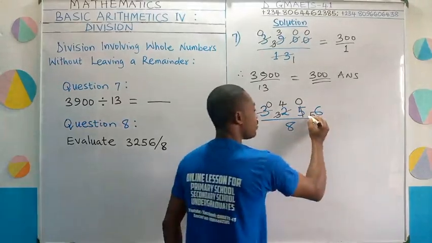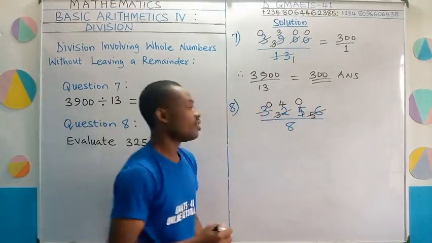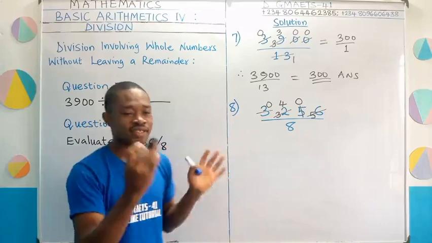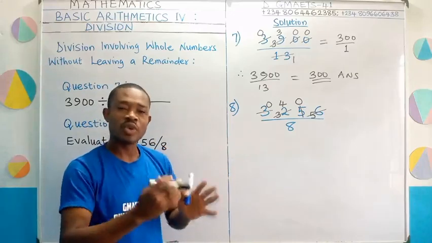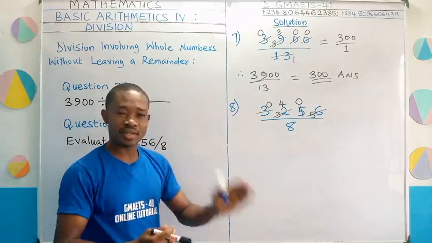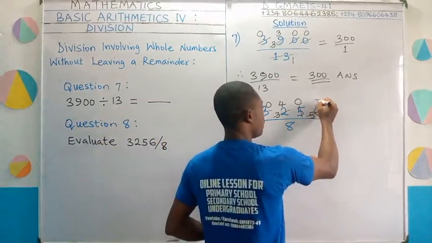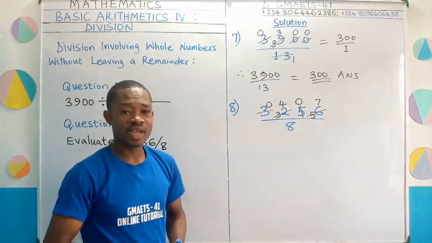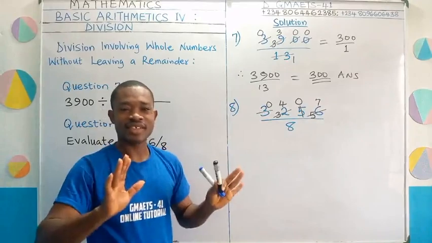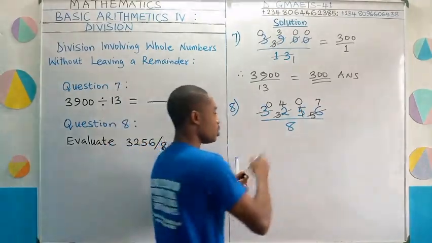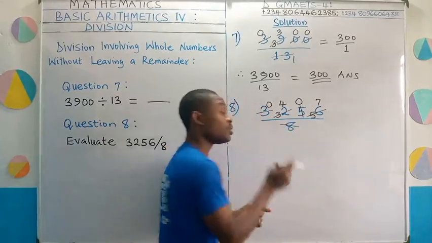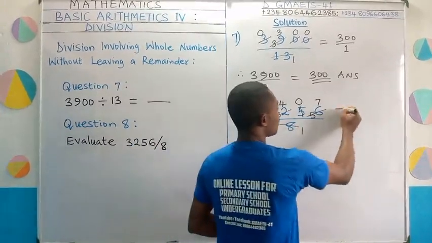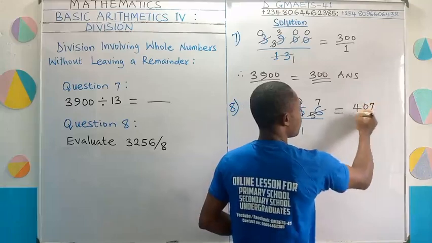Okay, we have 56. Let's divide 56 by 8. 56 divided by 8, you go to the 8 times table, and quickly you find out that 8 times 7 is equal to 56. Which means 56 divided by 8 is equal to 7. So I'm going to put my 7 here. Now, this is the last division, 56 divided by 8, and we got 7 exactly. There is no remainder. Therefore, I will go to the denominator and divide that 8 by itself. 8 divided by 8 will give us 1. And so this is equal to 407 divided by 1.